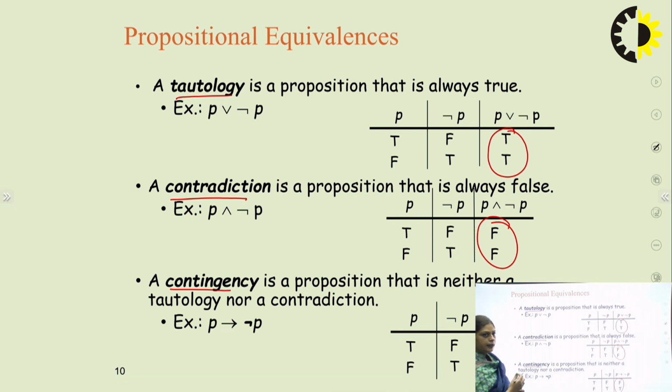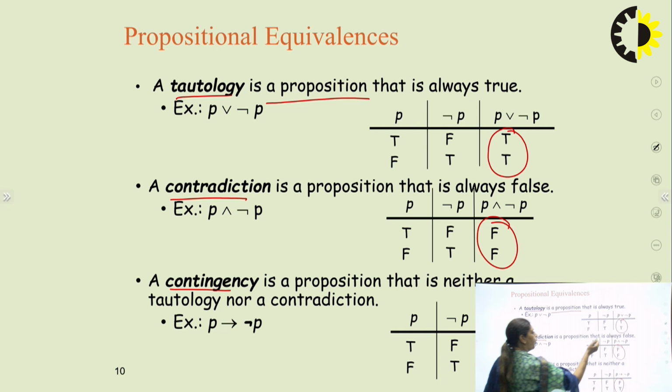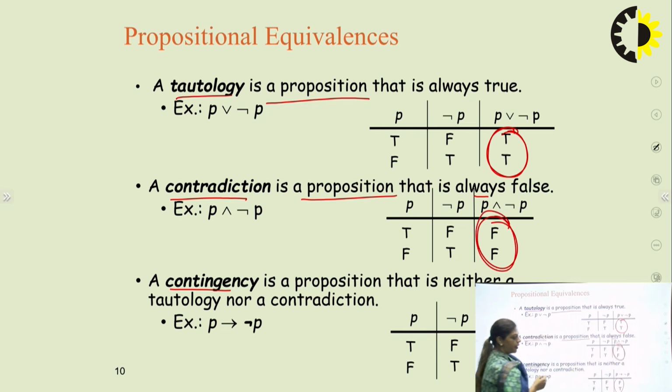Let's read the definition once. A tautology is a proposition that is always true, means in this column, the output one, all the values will be true, right? A contradiction is a proposition that is always false, means here in the output column all the values will be false. A contingency is a proposition that is neither a tautology nor a contradiction, means it is a mixed one. We cannot take decisions in this case, right? It's difficult to analyze such a situation.